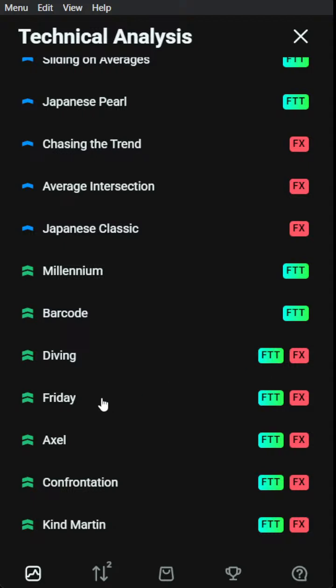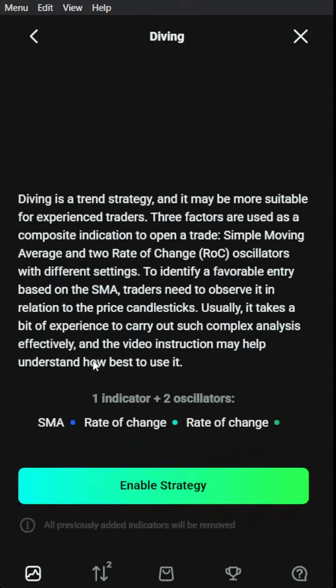Now, as the name says, diving is all about, for example, if we go for swimming or any beach vacation, you dive in. This means as soon as you get any signal, you just jump and take the trade. So that's the word diving, which describes the strategy in itself. Now let's understand what is there in this strategy.